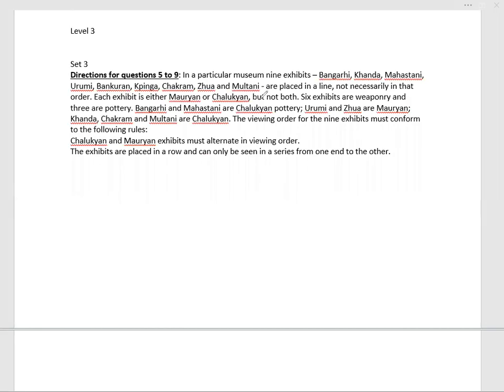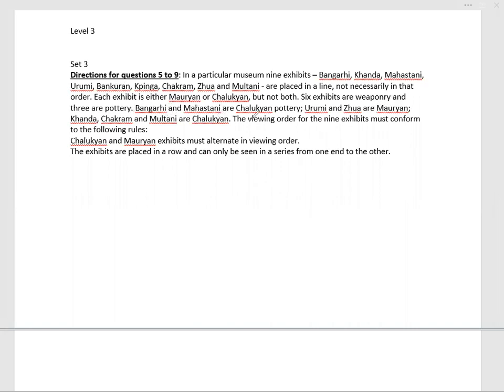Look at this set, 9 exhibits, BKMU, that's two Bs, so BG, BK, KP. That's how nines are placed in a line, not necessarily in that order. Each exhibit is either Mauryan or Chalukyan, but not both. 6 exhibits are weaponry, 3 are pottery.